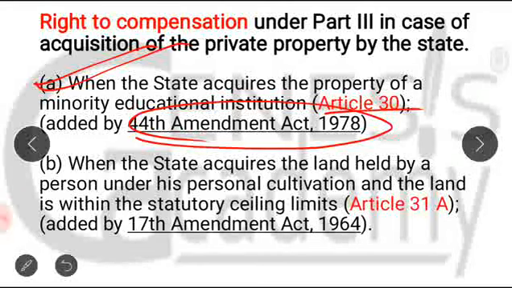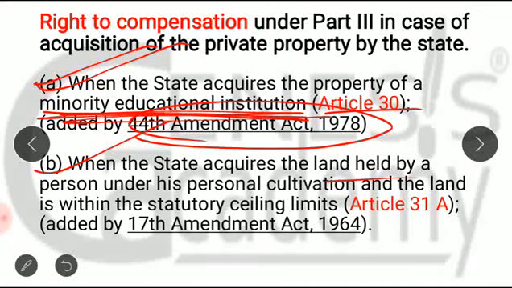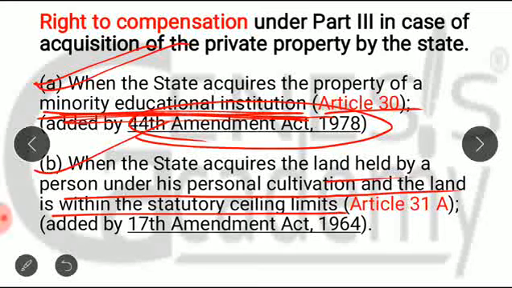ये आपको याद रखना है, जब state property acquire करे of that of minority educational institution, it has to pay the compensation. Number 2, when the state acquires the land held by a person under his own cultivation and the land is within the statutory ceiling limits. When a person has a land and it is under his personal cultivation and it is within the ceiling limits as prescribed by the parliament, उस time भी when the state acquires that land, the state has to pay for the compensation. This Article 31A, it was added by the 17th Amendment Act of 1964. That means this provision was added by 17th Constitutional Amendment Act of 1964.